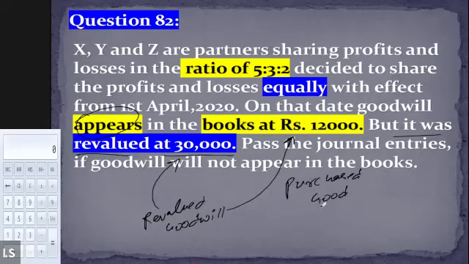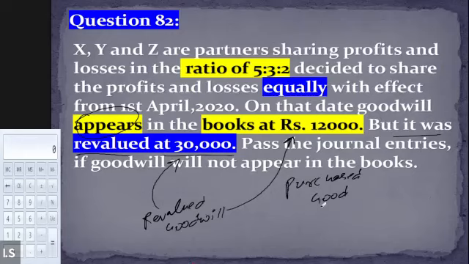First of all, the purchased goodwill. How are we going to deal with the purchased goodwill? Anyone? Please tell me. Do we want to do the adjustment entry regarding the purchased goodwill, or do we need to pass the writing off entry? Are we required to adjust it among the partners, the gaining and sacrificing share, or write it off from the books of account? Please tell me. Write it off from the books of account. Correct. We need to write it off from the books of account.